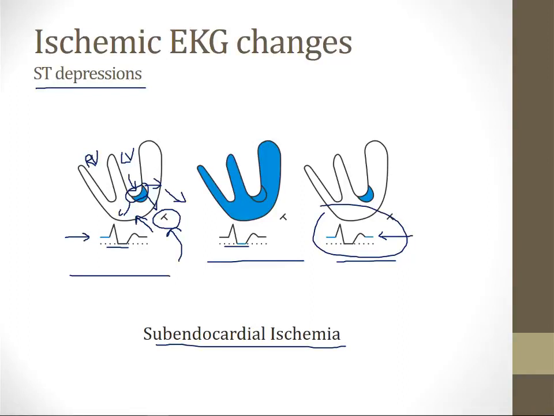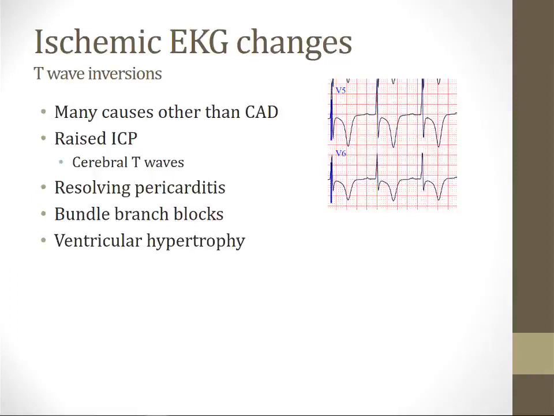Another EKG change you can see in subendocardial ischemia is a T-wave inversion. This is shown on the ECG in the drawing on the right side of the screen. Note that the T-waves are upside down. There is also evidence of ST segment depression here. This is the baseline, and this is the depressed ST segment.